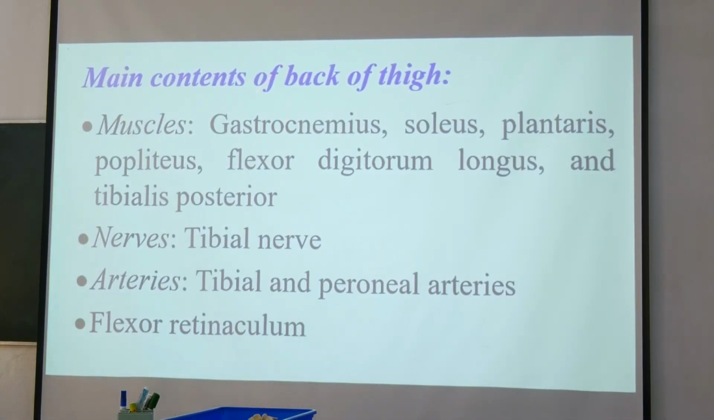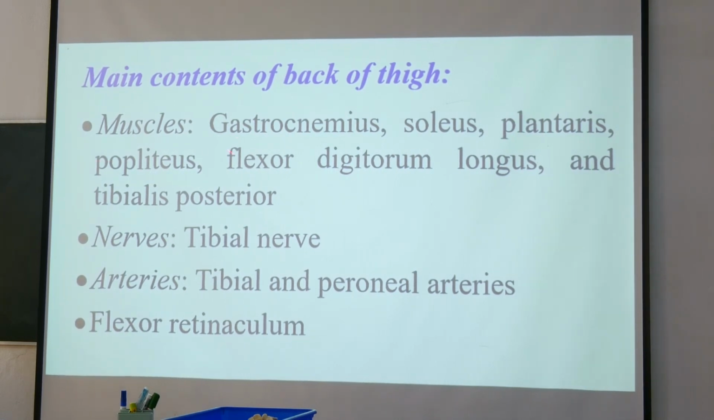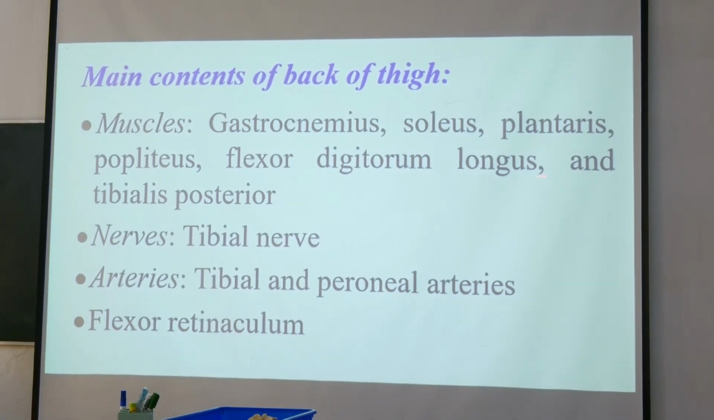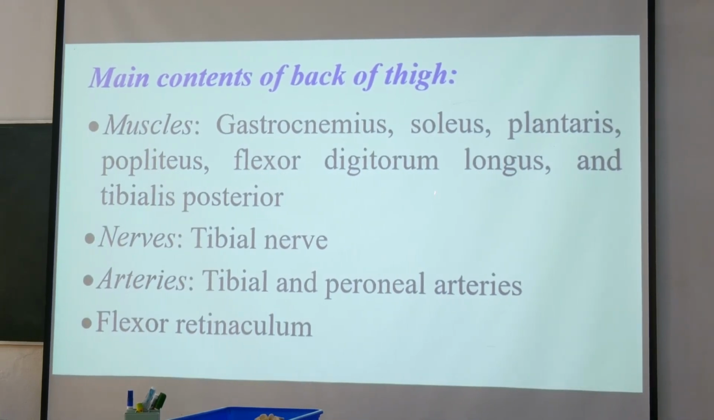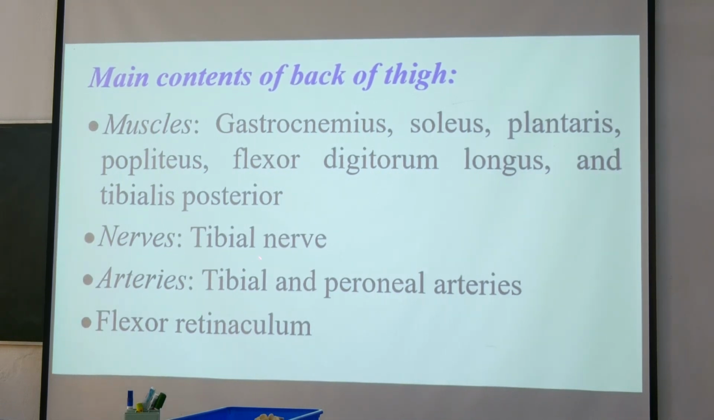So these are the contents of the back of the leg. These structures you have to see. The muscles are the gastrocnemius, soleus, plantaris, popliteus, flexor digitorum longus and tibialis posterior. These muscles you will see. The nerve is the tibial nerve.